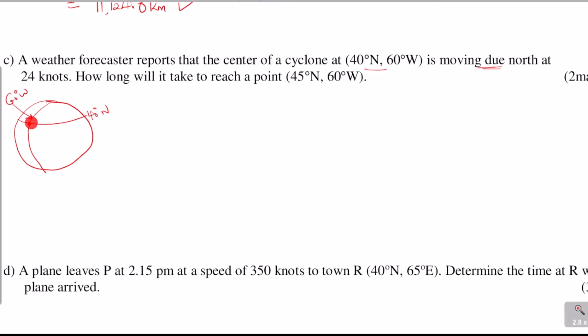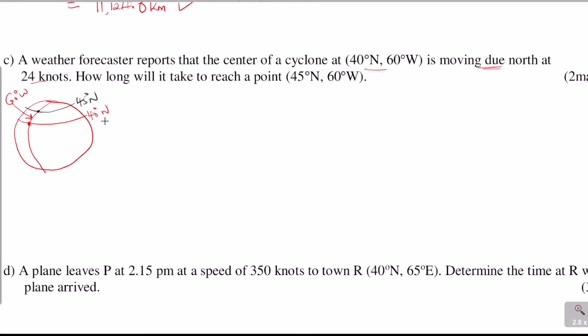So moving due north from this point means that it will follow the longitude. It will be the distance along the meridian, and that is the distance along the great circle. It is going to another point that is 45 degrees north. So you can see this distance here. This distance is a distance along the great circle.